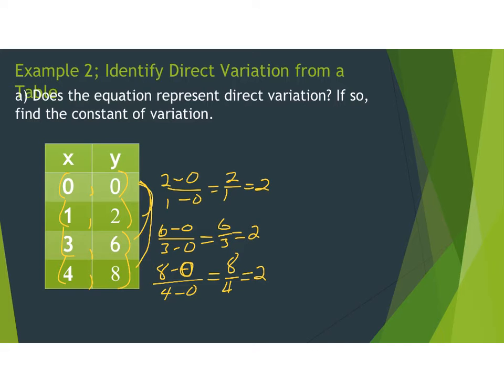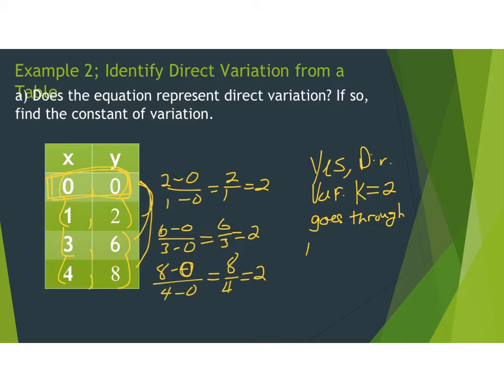So because all of the slopes are the same, and it does go through the point 0, 0, we can say yes, it's direct variation with a k constant of 2, and we know that it goes through the point 0, 0, because that was the point we kept on trying.